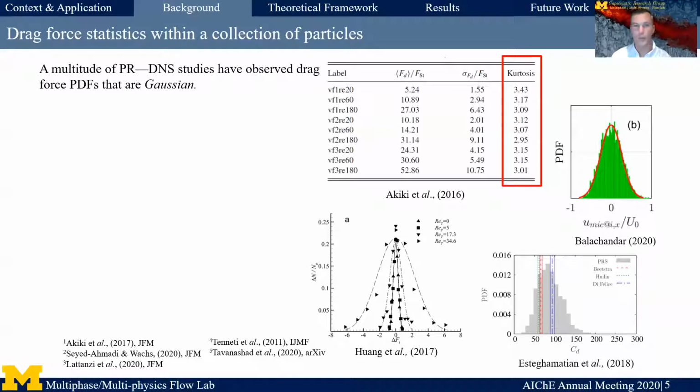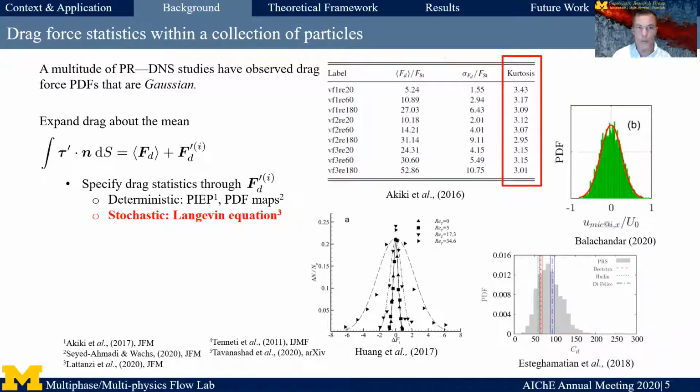To put this on a little bit firmer footing, we note that a multitude of particle-resolved DNS studies have observed drag distributions that are Gaussian in nature. This has been done in the context of unbounded flows, fixed particle suspensions, freely evolving suspensions, or even bounded fluidized beds. What we'll then proceed to do is expand our drag force via this integral of our unresolved fluid stress into a mean and fluctuating component.